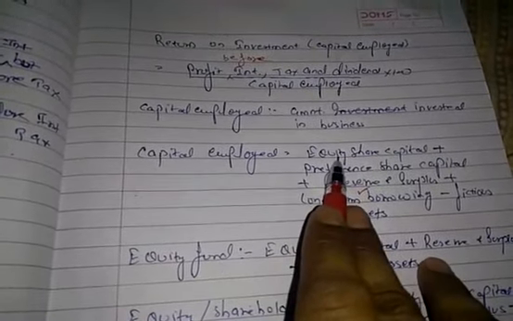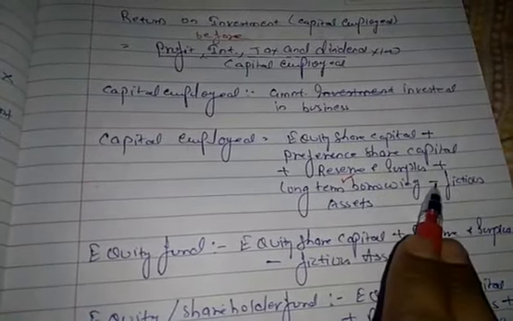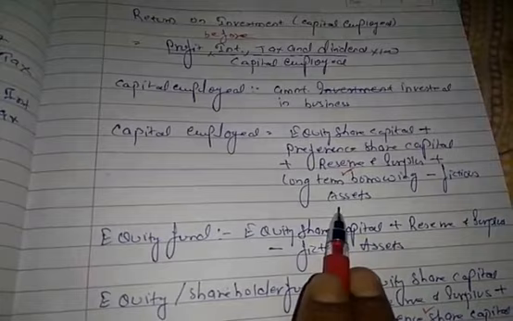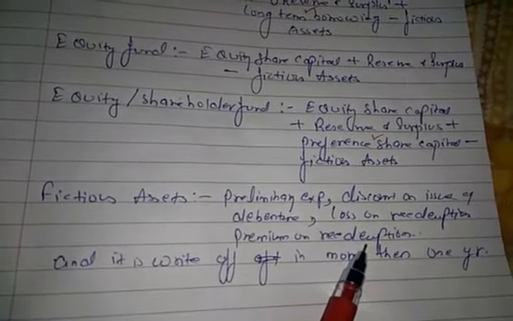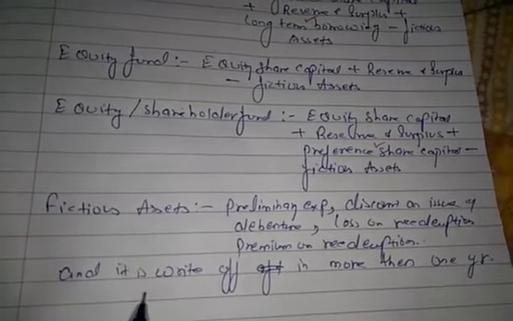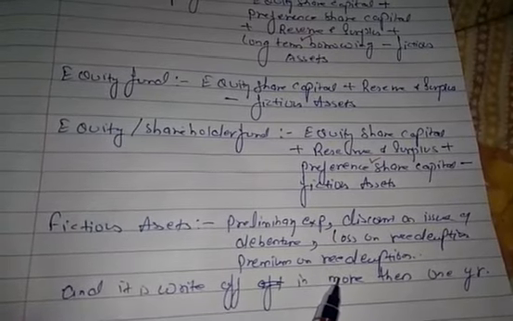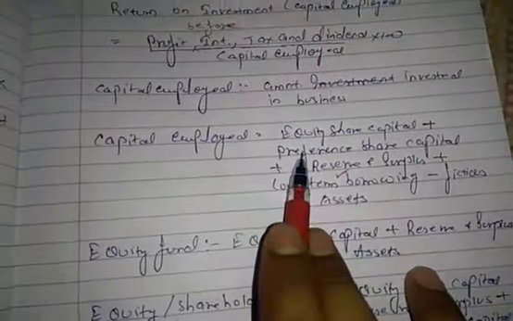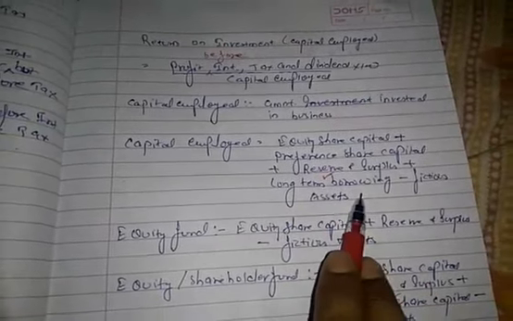So capital employed is equity share capital plus preference share capital plus reserve and surplus plus long-term borrowing minus fictitious asset. Now here one thing is there, fictitious asset. What is fictitious asset? The fictitious assets are preliminary expense, discount on issue of debenture, loss on redemption, premium on redemption, and all other fictitious assets which we have to write off in more than one year. Like discount on issue of debenture, we have to write off in more than one year. So all these are the fictitious assets. So capital employed is equity share capital plus preference share capital plus reserve and surplus plus long-term borrowing minus fictitious assets.